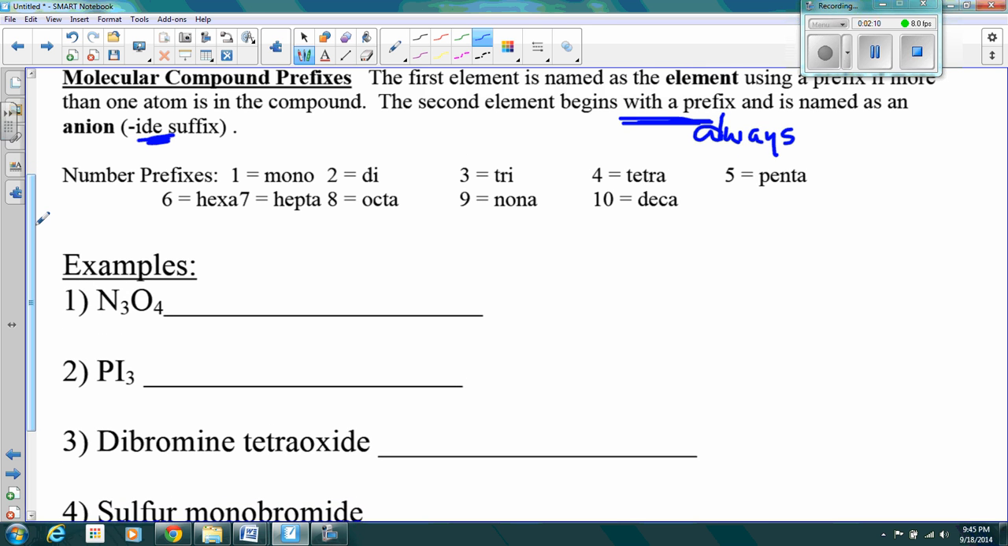Okay, so if I take a look, I have N3O4. First, I'd look at my periodic chart and I'd say, yes, nitrogen is a nonmetal, so I'm going to use the prefixes. So I look up here and I see that 3 is tri. So I'd write down tri, and the first one is just the way you see it on the periodic chart. So trinitrogen. And then the second one always has to have a prefix, and this is 4, so this is going to be tetra. Tetra, and then O instead of oxygen has to have an IDE ending, so it's trinitrogen tetraoxide.